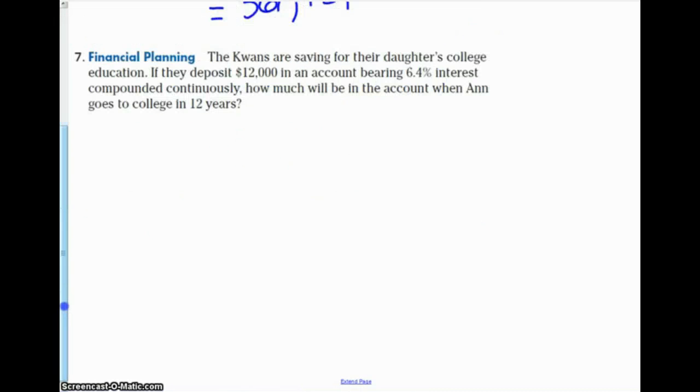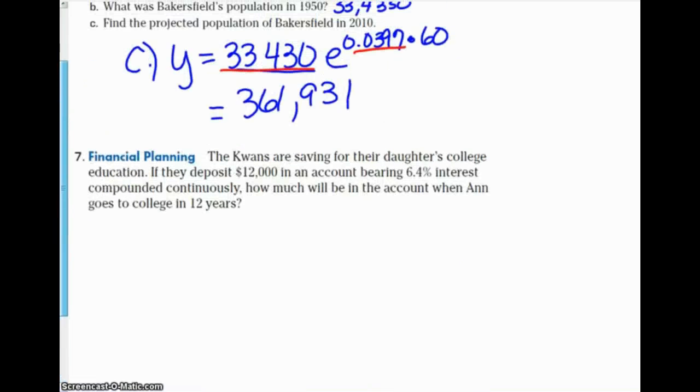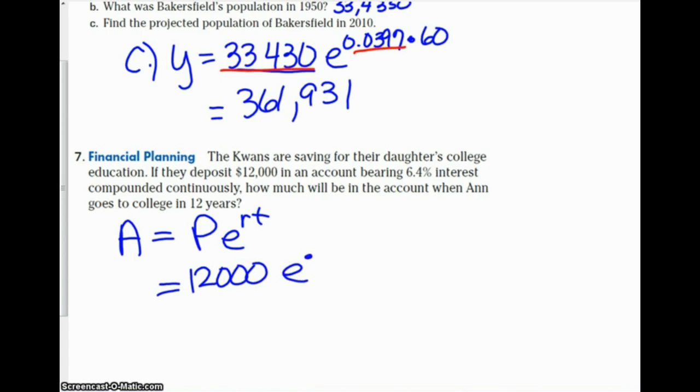Okay? So now we're going to look at problem 7. The Kwans are saving for their daughter's college. Their daughter's in first grade, so they know they're going to save for 12 years. Right now they have $12,000, and they're going to invest it at a rate of 6.4%, which is a pretty good rate. They want to know how much they're going to have when their daughter gets to college. So we're going to use the principal and the e to the rt equation. Our principal here is 12,000. The rate was 6.4%, so 0.064, and then the time was 12 years.